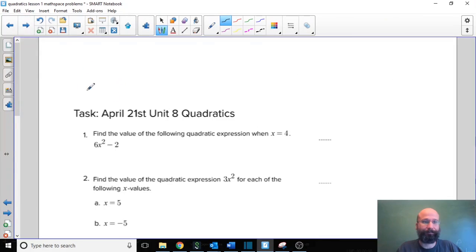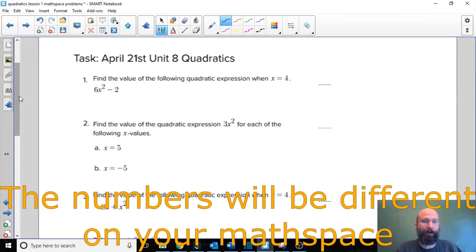Let's get started. I just went in there and printed them all out, and I copied them to this smart board, and I'm going to go over them.